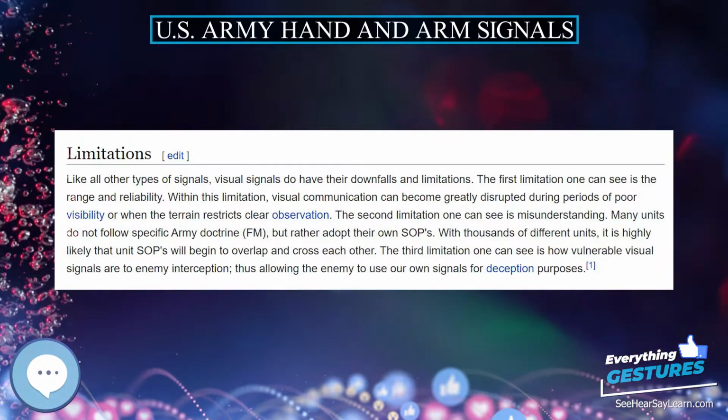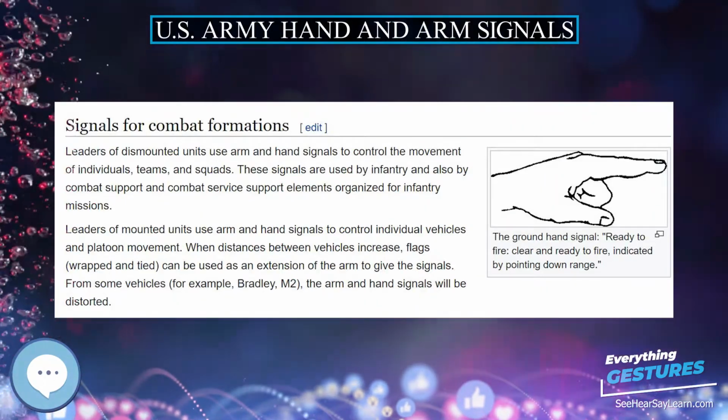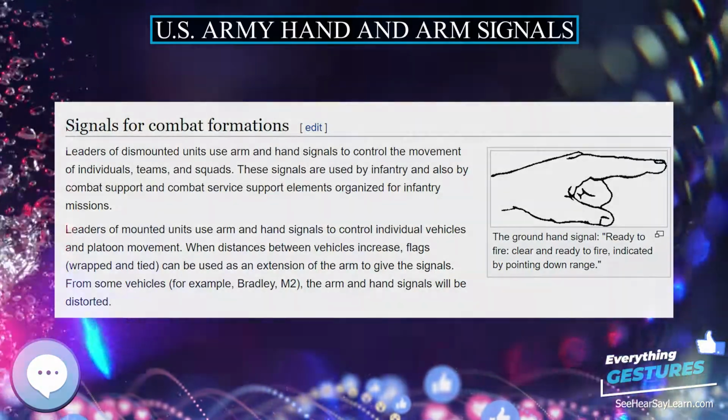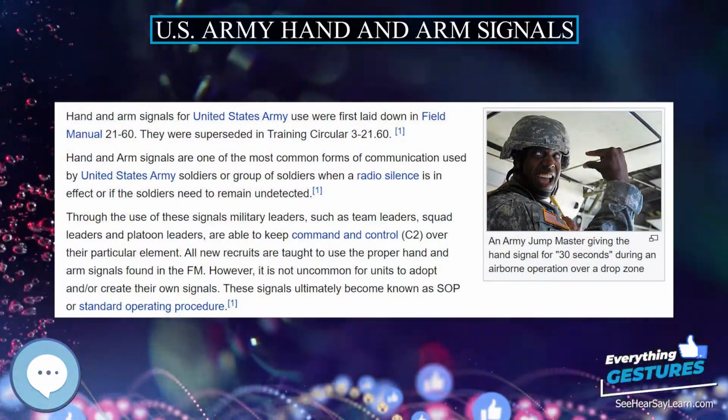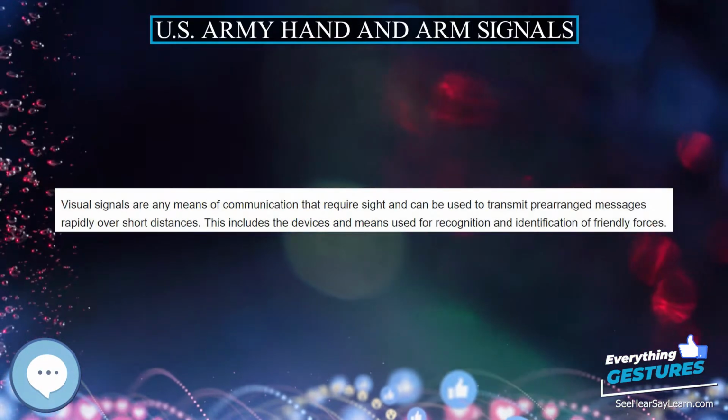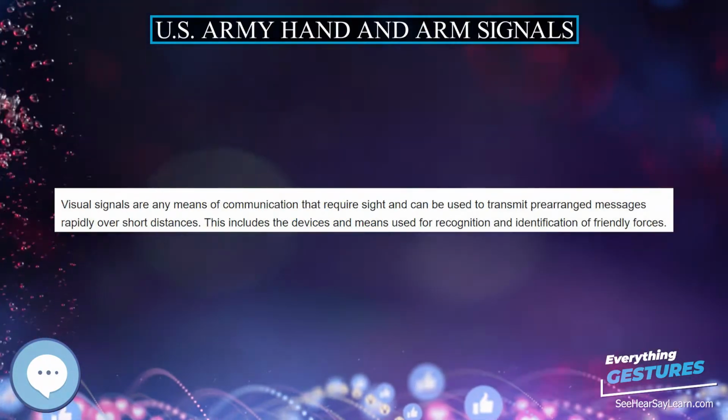a group of soldiers when a radio silence is in effect or if the soldiers need to remain undetected. Through the use of these signals, military leaders, such as team leaders, squad leaders and platoon leaders, are able to keep command and control, C2, over their particular element.